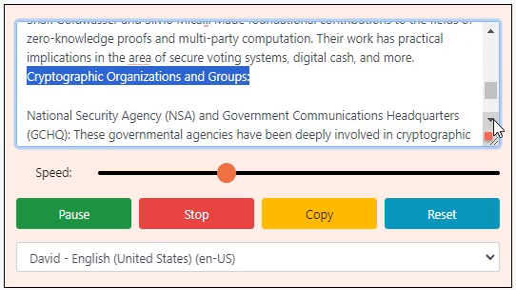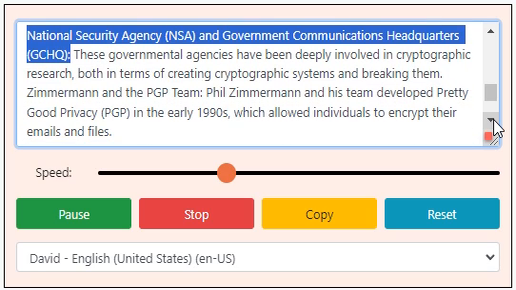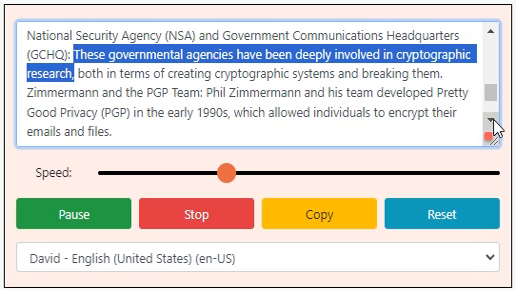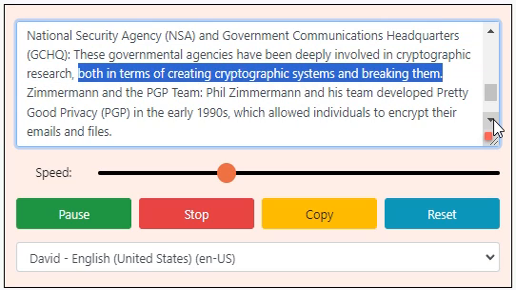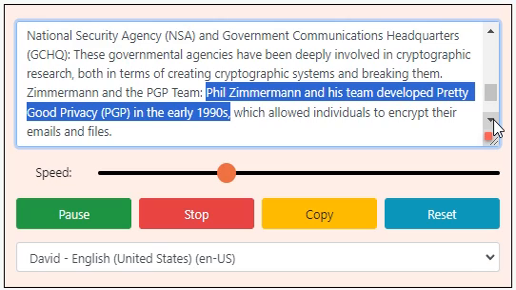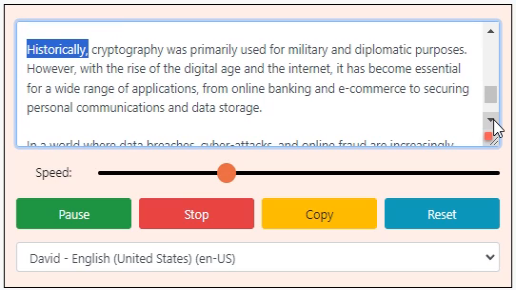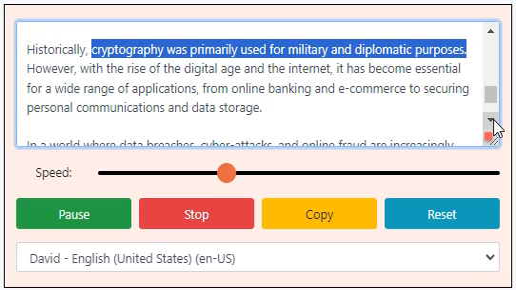Cryptographic organizations and groups. National Security Agency, NSA, and Government Communications Headquarters, GCHQ. These governmental agencies have been deeply involved in cryptographic research, both in terms of creating cryptographic systems and breaking them. Zimmermann and the PGP team. Phil Zimmermann and his team developed Pretty Good Privacy, PGP, in the early 1990s, which allowed individuals to encrypt their emails and files.